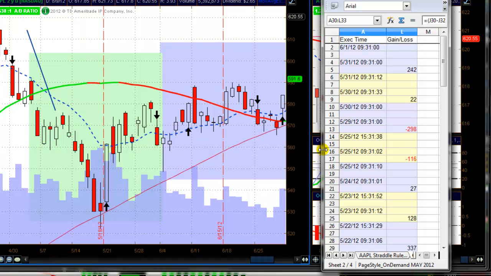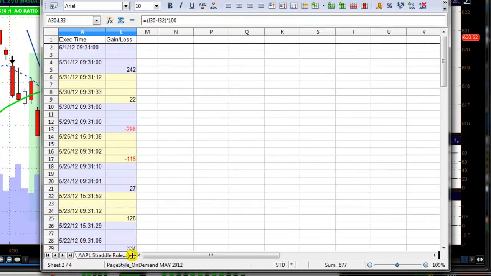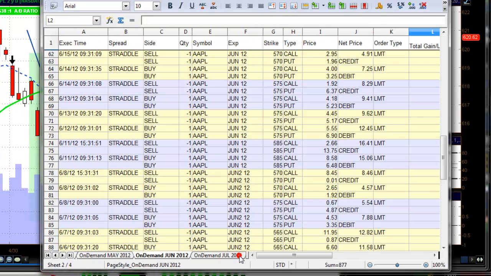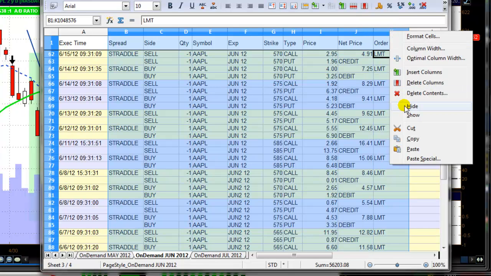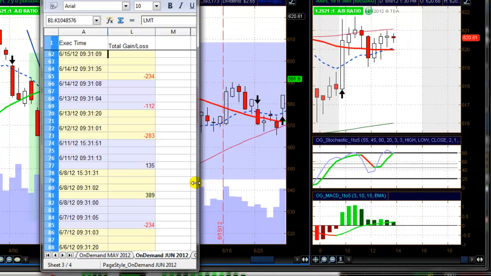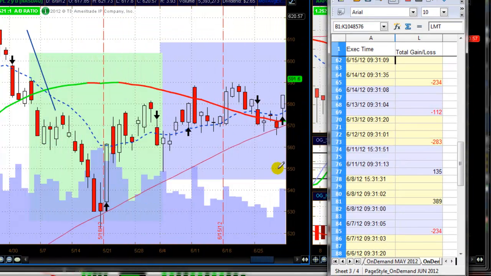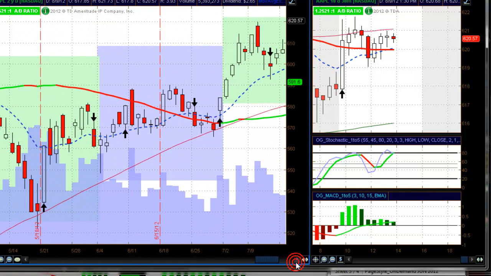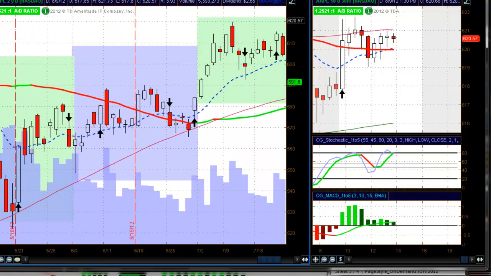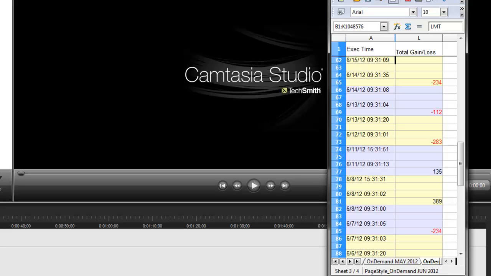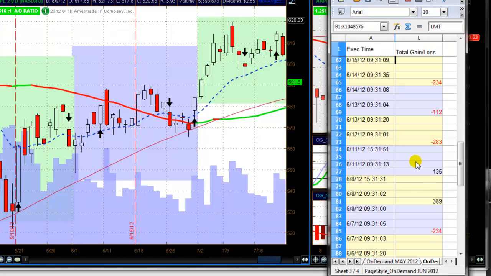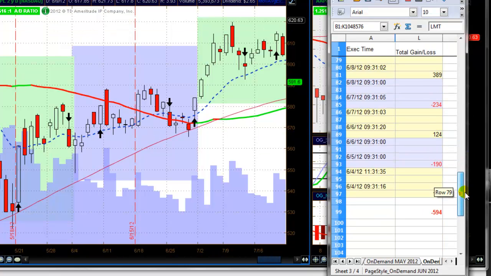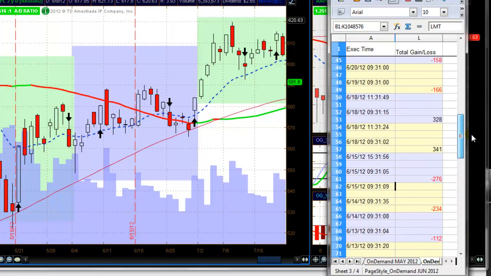All right, so let's take a look in a little bit more detail at June. June was a losing month. Let me hide these. Bring it over here. Slide it over there. Bring this over. June was a losing month. You can see that we didn't have a lot of ranges on the candles. A lot of reds in here.